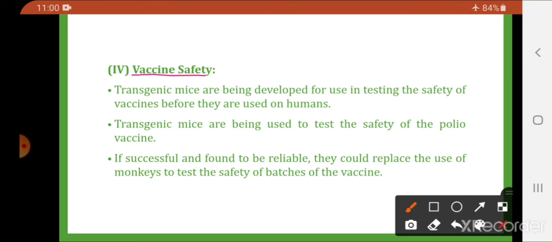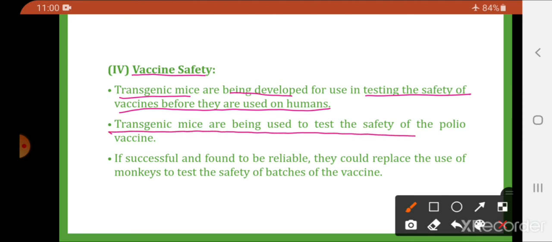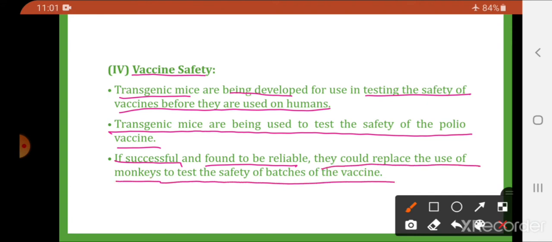वैक्सीन सेफ्टी. Transgenic mice are being developed for use in testing the safety of the vaccine before they are used on humans. कोई भी वैक्सीन्स नॉर्मली डायरेक्टली ह्यूमन पे ट्राई नहीं करते हैं, उनको एनिमल्स पे ट्राई करते हैं. सो नॉर्मली there are transgenic mice जिसके ऊपर वैक्सीन की सेफ्टी चेक करते हैं. Transgenic mice are being used to test the safety of the polio vaccine. It is successful and found to be reliable. They would replace the use of the monkeys to test the safety of the batches of the vaccine.